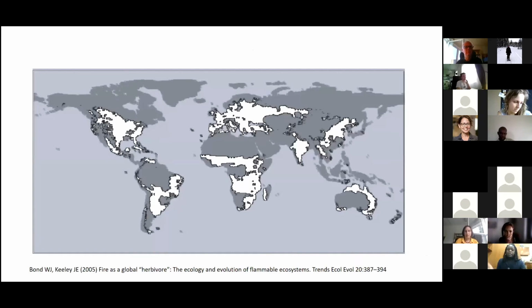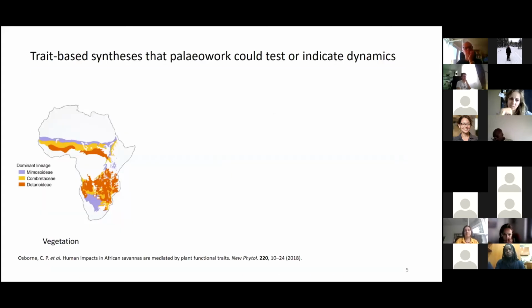When we look at the big picture, there are places in the world, mostly in white here, which are ecosystems where climate is not a very good predictor of what the vegetation is doing. This has been bothering ecologists in Africa for a long time, because most of Africa is white. That says we have a complex ecology.